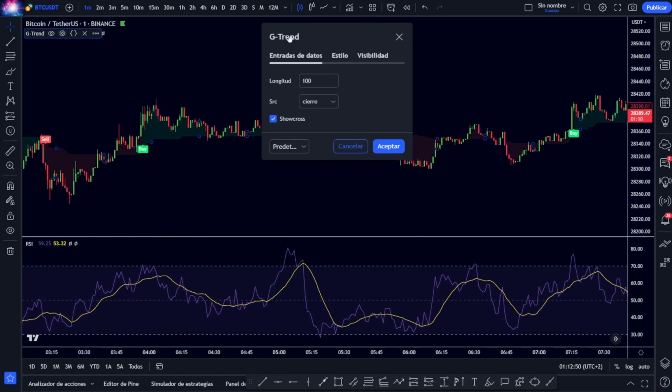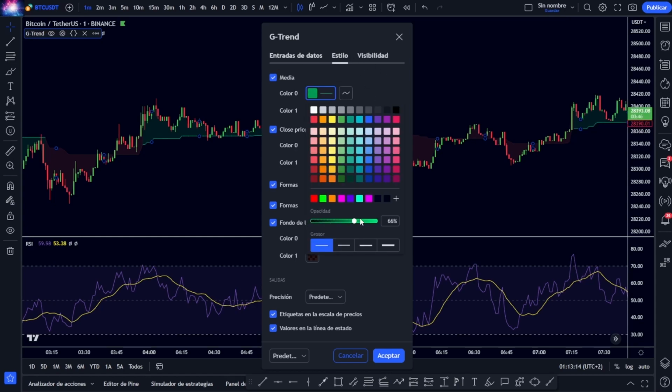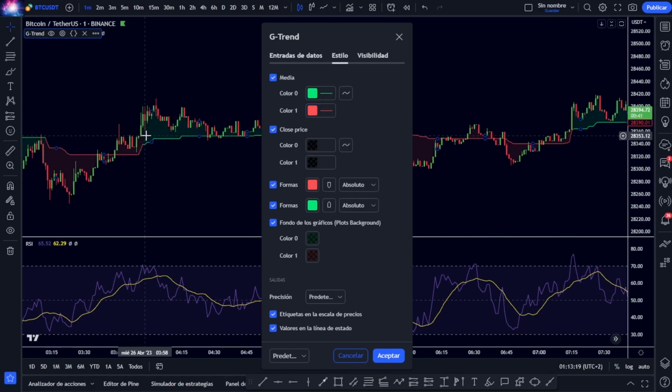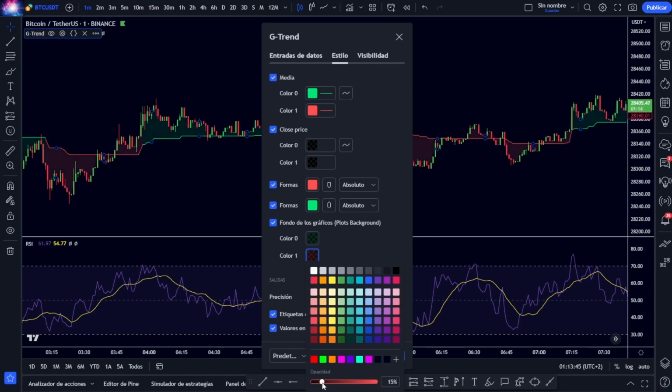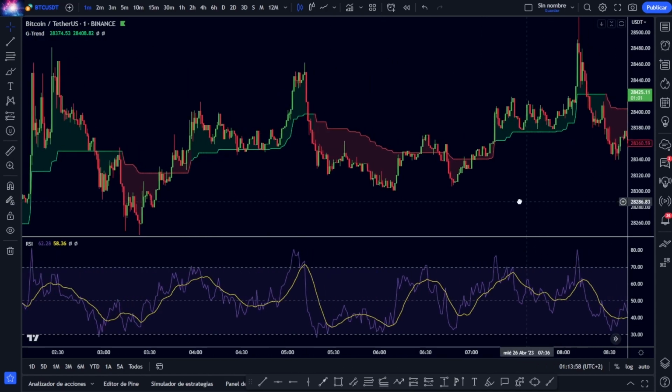First of all, we remove in the G trend those signals, simply by unchecking the show cross, and in style we can make everything a little bit more visual. As you see, the average part are simply the lines that indicate those trend changes. We could even remove it without any problem, that's up to your taste, and those waves we will raise a little opacity to see everything a little better. We give it accept, and as you see, everything is already much clearer.